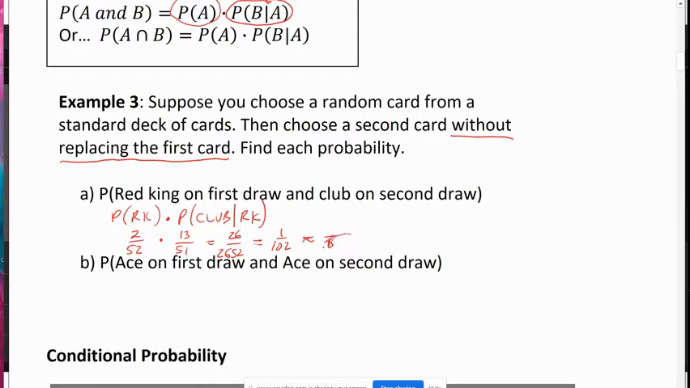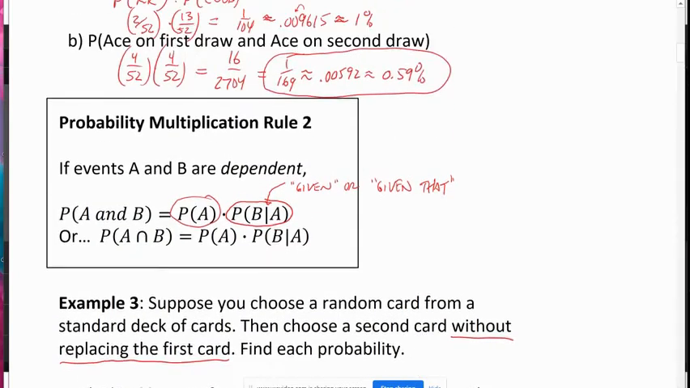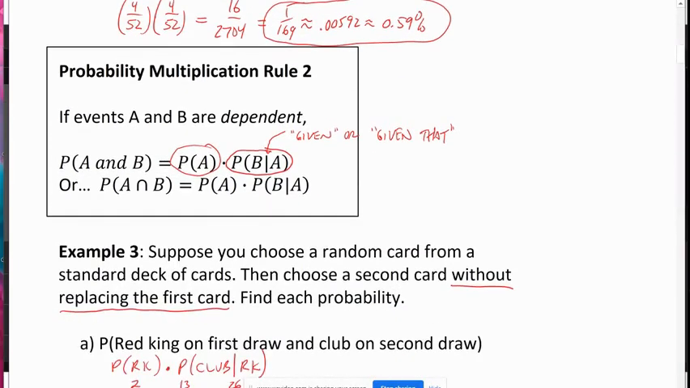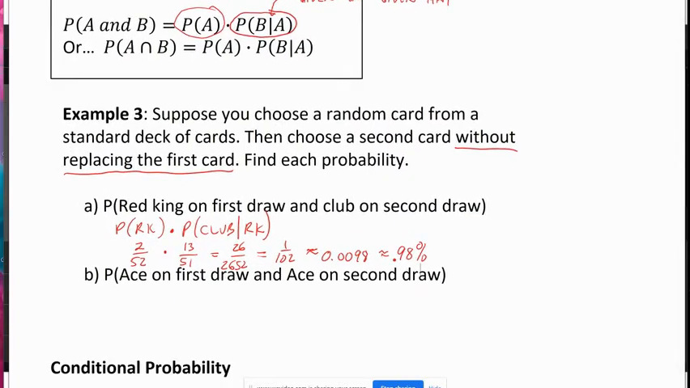Sorry, my stylus is not cooperating. 0.0098, so we'll call that about 0.98%. So again, almost 1%, but it's slightly different than what we got on the first case, which was 0.9615. This is 0.98.